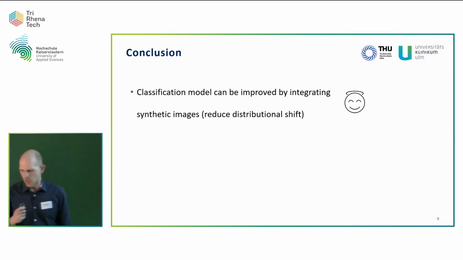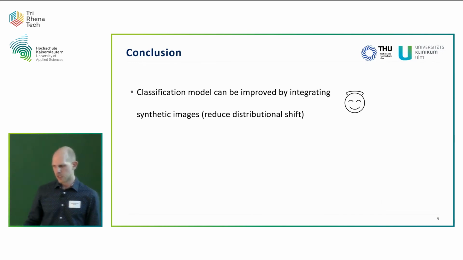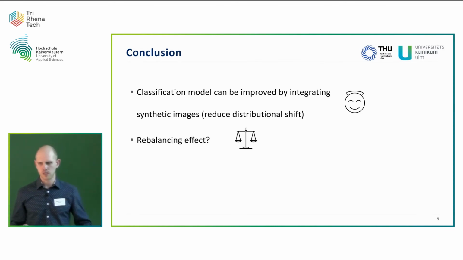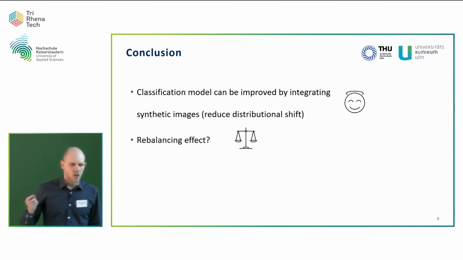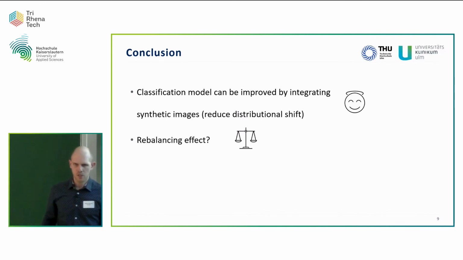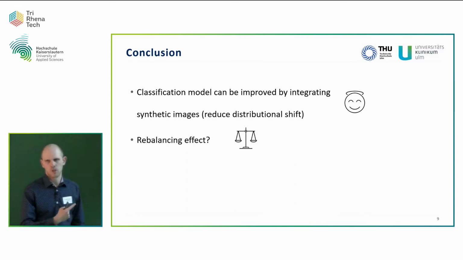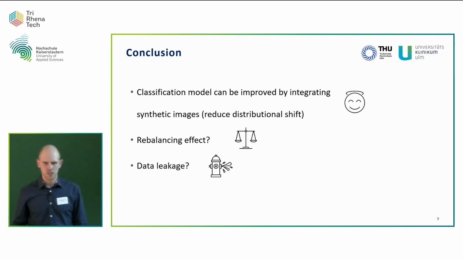So in conclusion, we can say that the classification can be improved significantly by using the synthetic images, and we can see that they reduce the distributional shift between the training and testing data. Although we need to ask ourselves if this is just a rebalancing effect of some sort, and of course it kind of is, but that's also one of the advantages of using those synthetic images. We can just rebalance them, right?